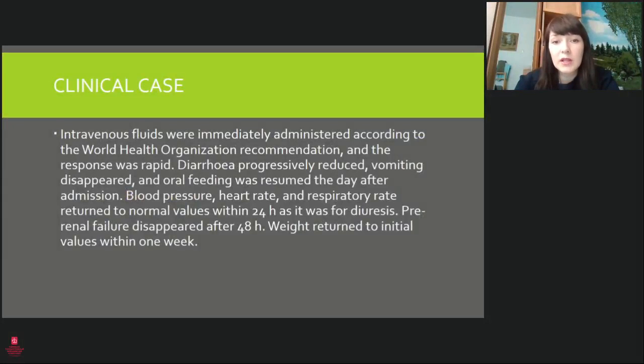Intravenous fluids were immediately administered according to the World Health Organization recommendation, and the response was rapid. Diarrhea progressively reduced, vomiting disappeared, and oral feeding was resumed the day after admission. Blood pressure, heart rate, and respiratory rate returned to normal values within 24 hours, as did diuresis. Pre-renal failure disappeared after 48 hours. Weight returned to initial values within 1 week.